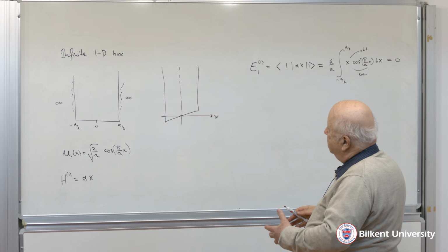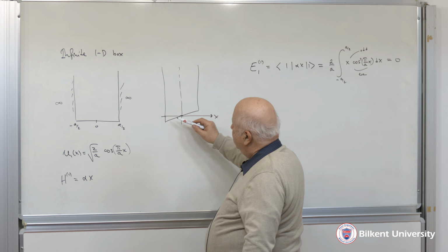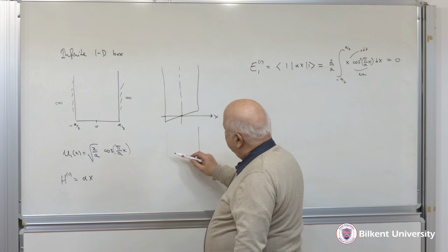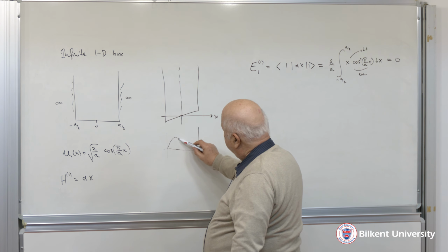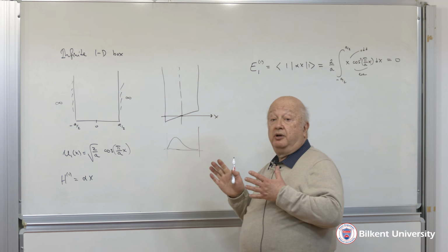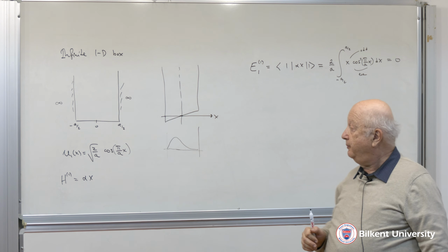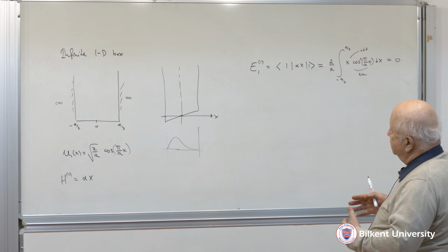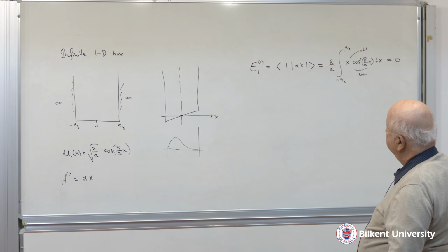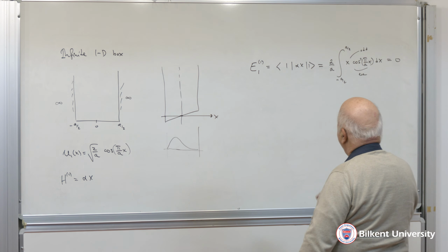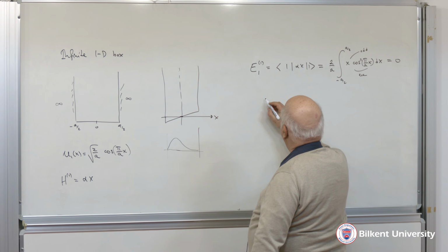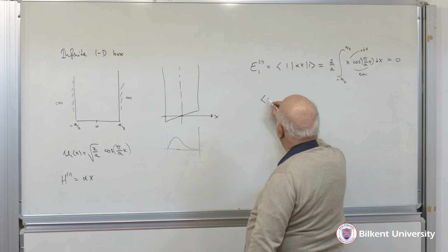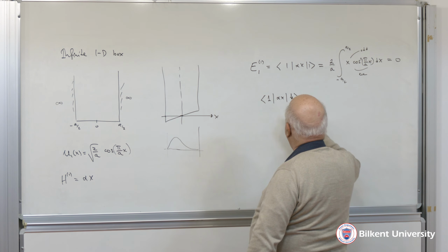So what happens under the effect of this perturbation, the wave function, instead of being symmetric, if you look at the corrections to the wave function, it will now start to move towards the lower potential. So there will be contributions from higher order terms, and to find out what happens, I'll need elements which look like ⟨1|αx|k⟩, with the kth state.